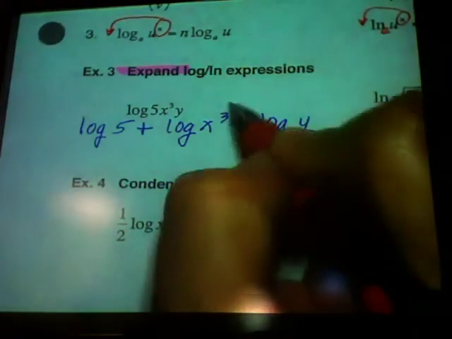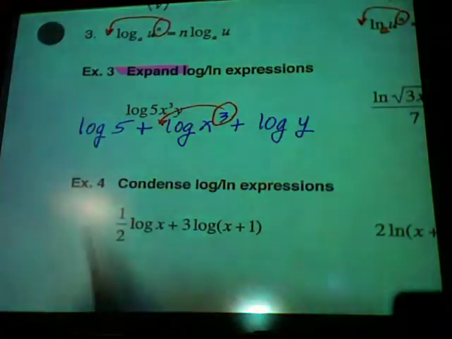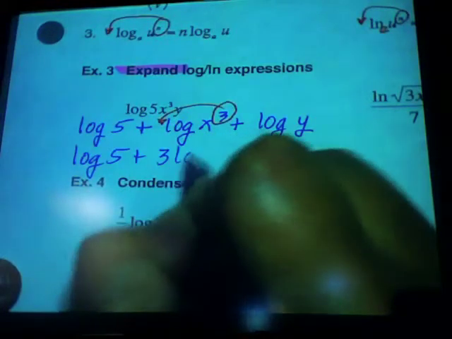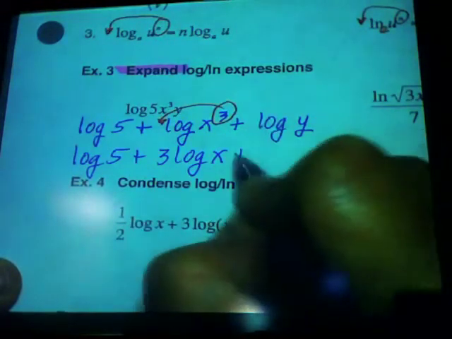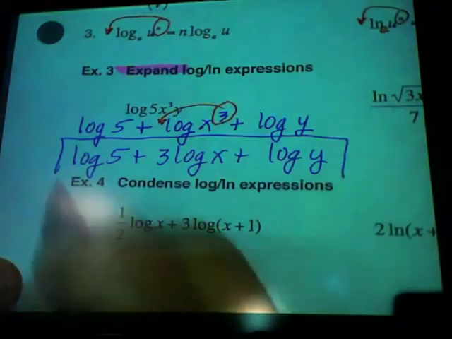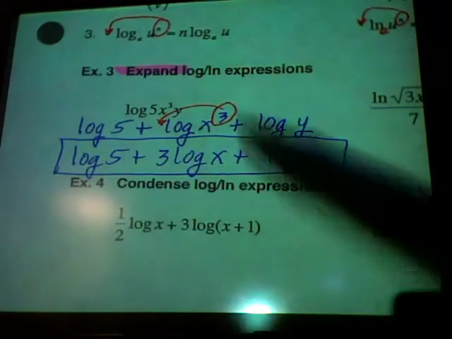Yeah, you can take this exponent of 3 and swing it out in front, and you do need to do that. So we end up with log of 5 plus 3 log of x plus log of y. That's your final answer. And this is going to become very, very handy when solving logarithmic equations.